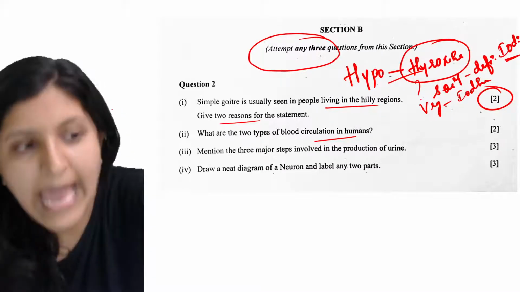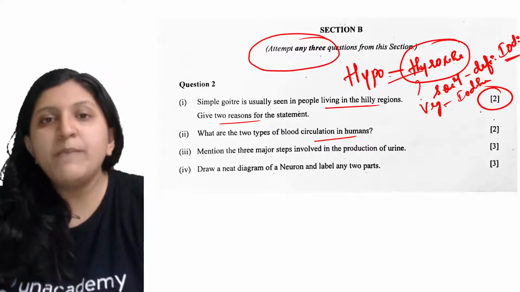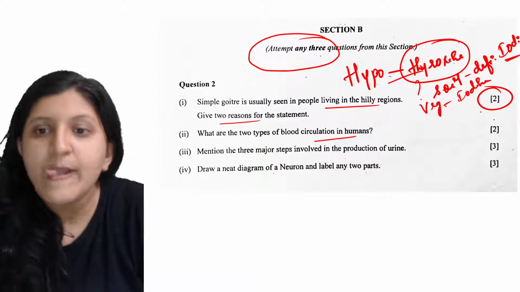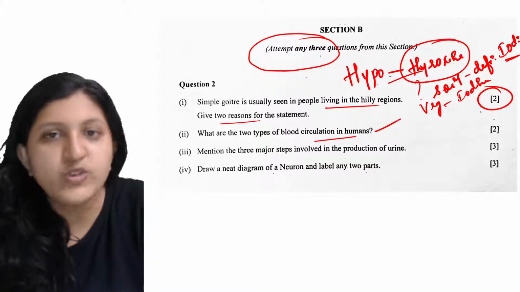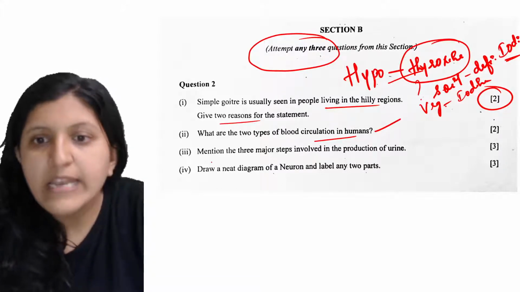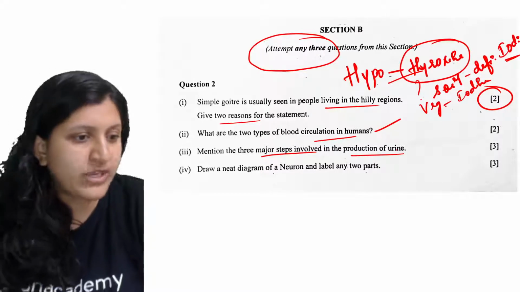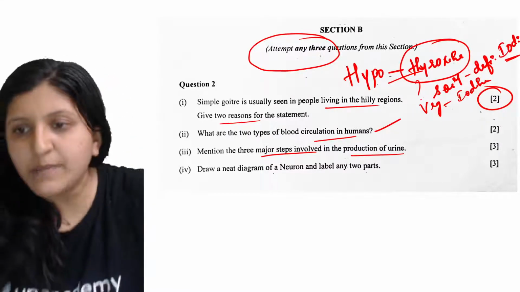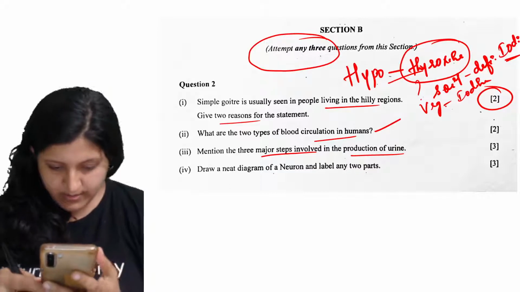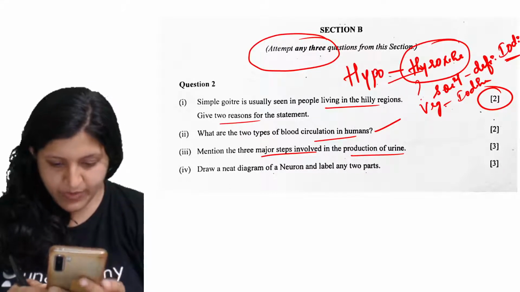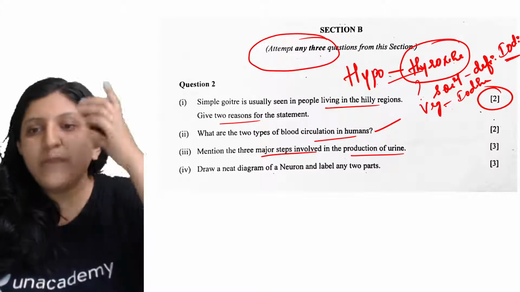So pulmonary and systemic circulation are the two types of circulation that you can find. So that is in case of a human. Okay, now mention the three major steps involved in the production of urine. So what are those three major steps? Okay, yes, fine then. What are those three major steps?